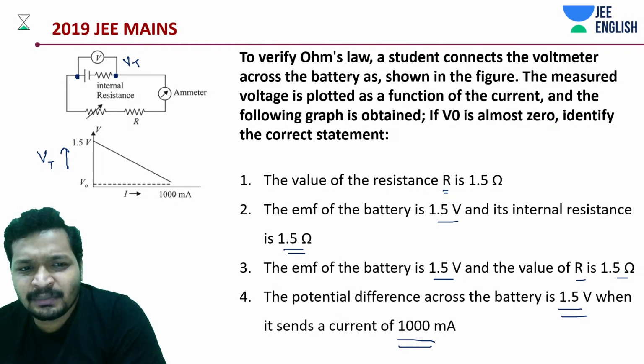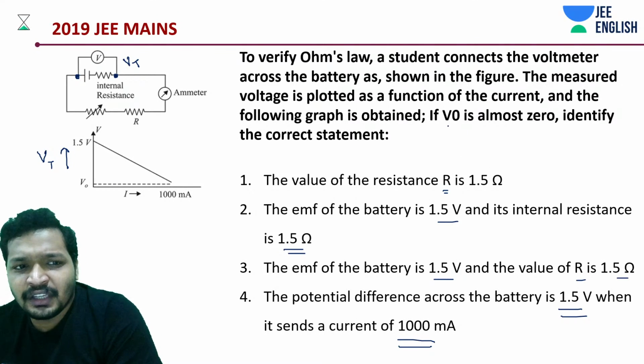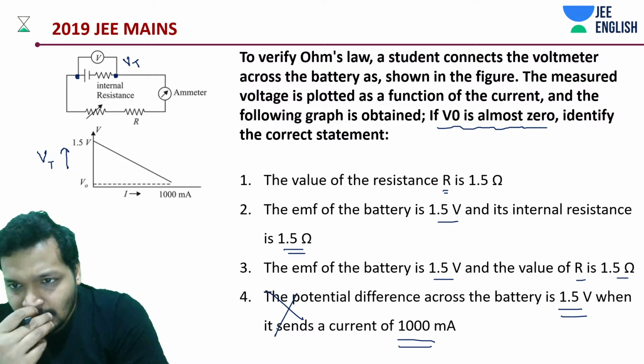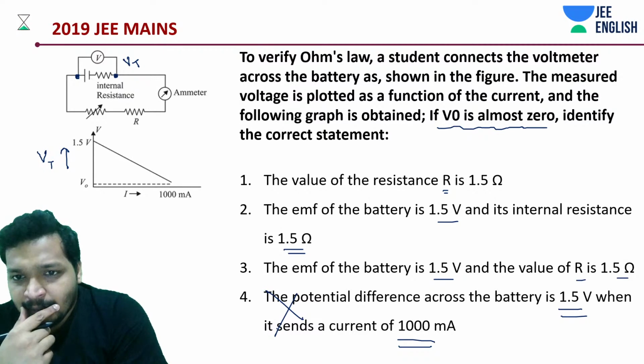The potential difference across the battery is not 1000 milliampere. It has already been told to us that V naught is almost 0, so that is like 0. So this fourth option is wrong.